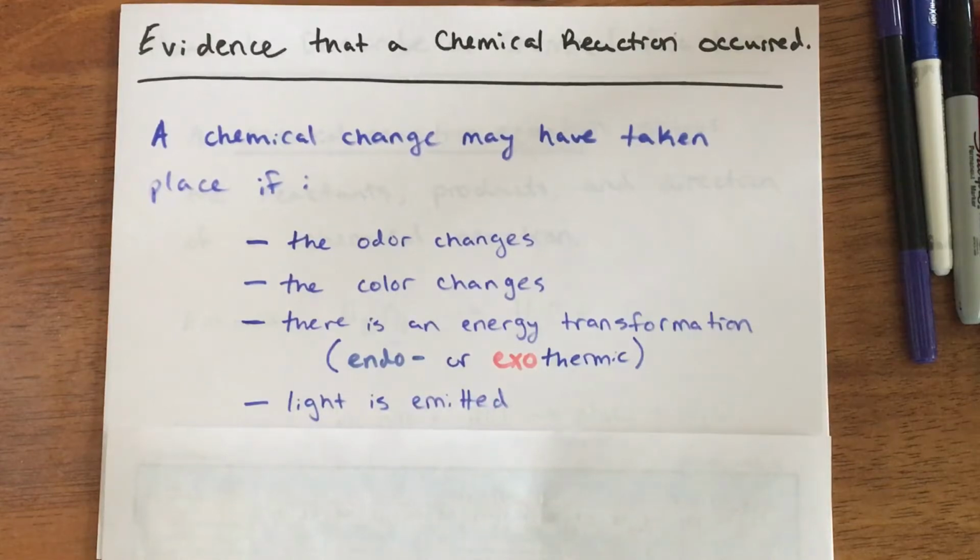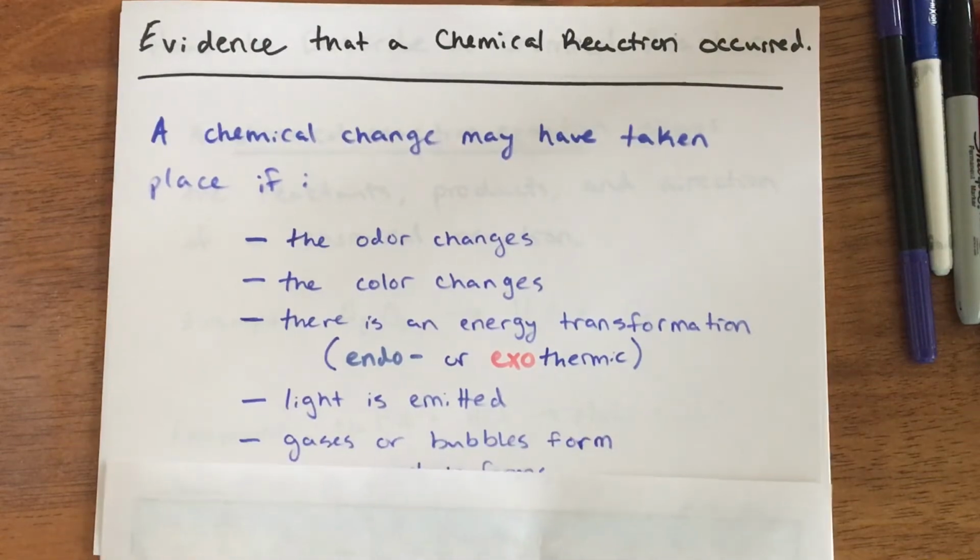Another one, light is emitted. Sometimes it releases energy as light. You've heard of phosphorescence or bioluminescence. That's the kind of thing you're seeing there. Light is being emitted as a result of a chemical reaction. Sometimes you'll see gas or bubbles. Both of those reactions, the hydrogen peroxide and the yeast, and the vinegar and the baking soda, both of those released a gas and they bubbled.